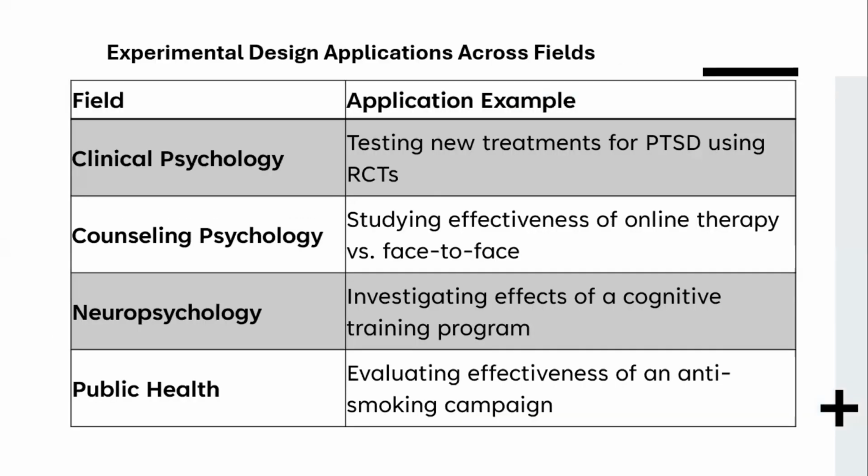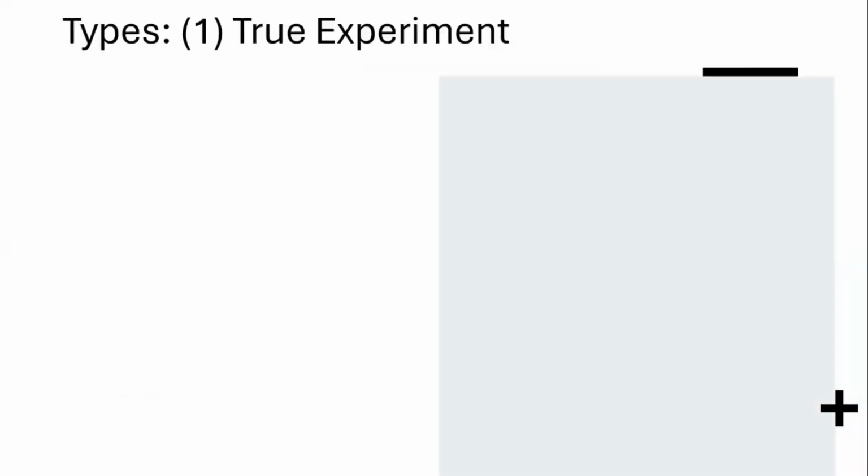So there are different fields and what experiments are used for. Clinical psychology, for example, RCTs, randomized controlled trials and experiments, can be used to test new treatments for PTSD, for example. Neuropsychology, there can be different experiments testing effectiveness of different cognitive training programs. In public health, I've already mentioned public health campaigns. Experiments can be used to achieve all of these.